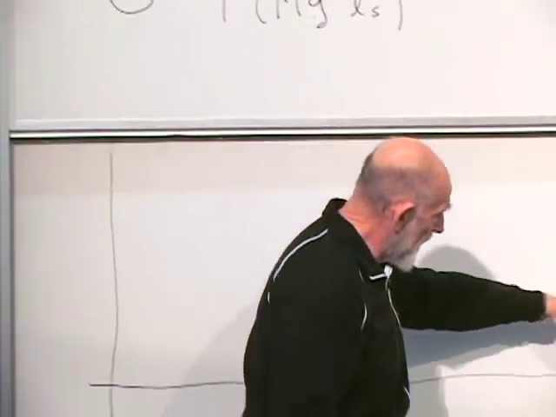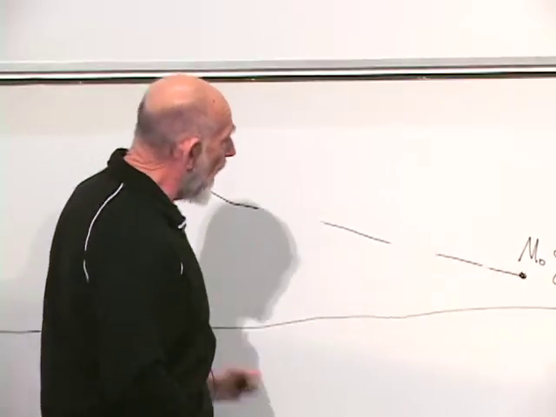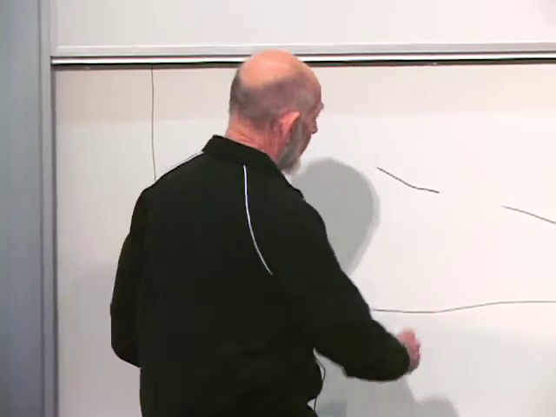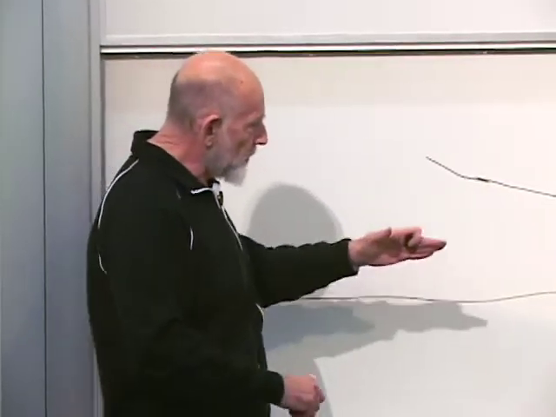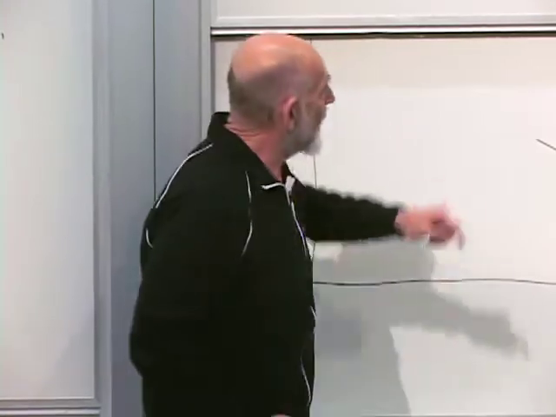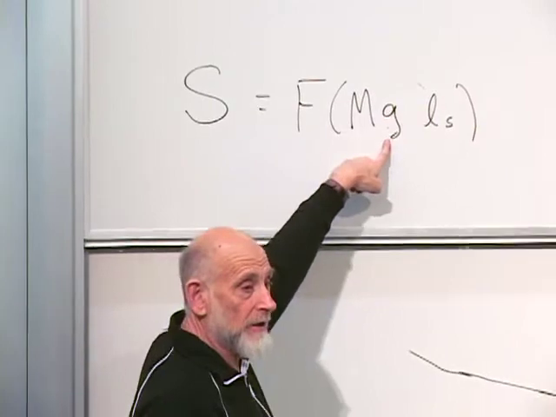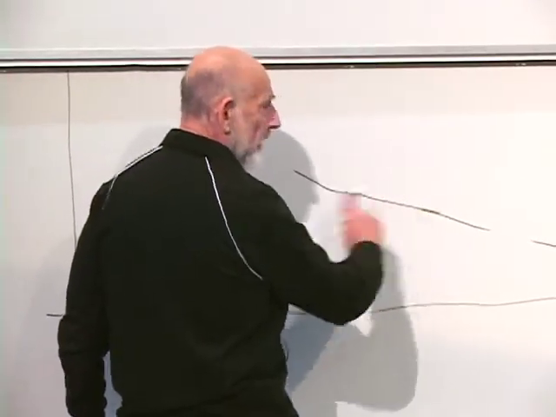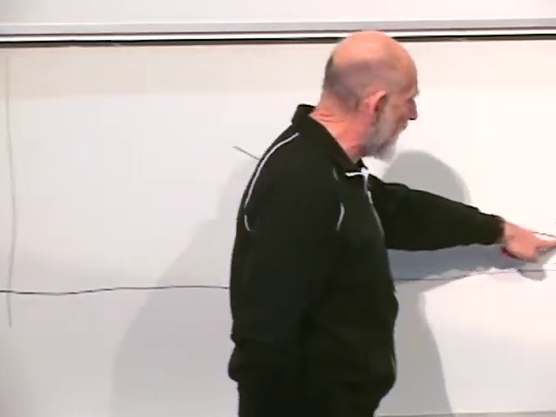In other words, this line here must be the line along which M times G is fixed. M times G is fixed along here. Why is it? Let me go back again. We're slowly varying G, and so we don't change the entropy. But the entropy is known to be a function of M times G. So it must be that MG is fixed along here. It has to equal M naught G naught at this point.